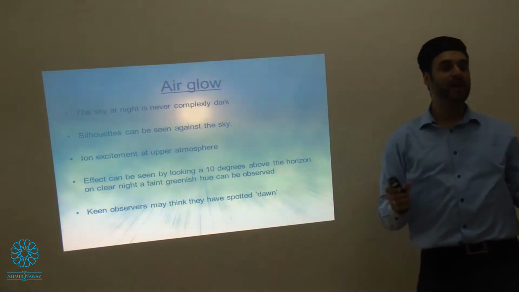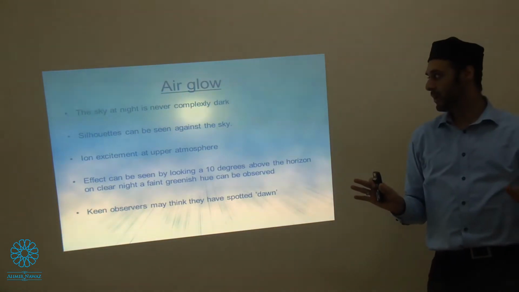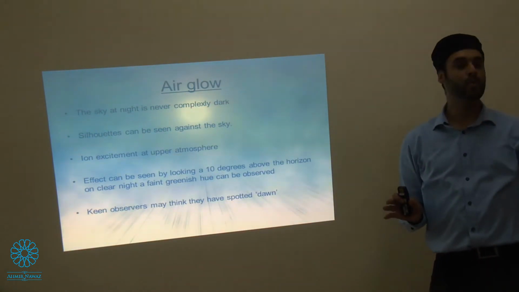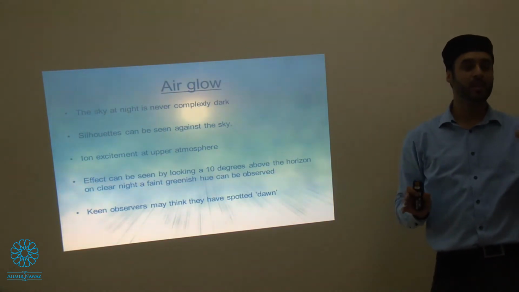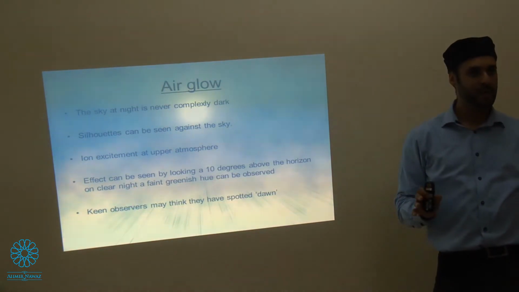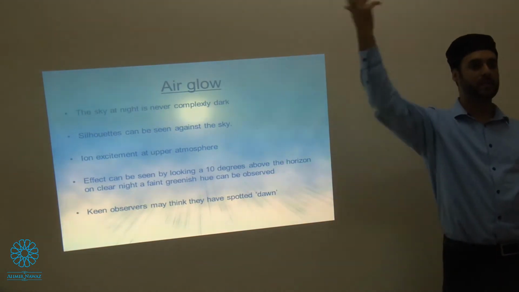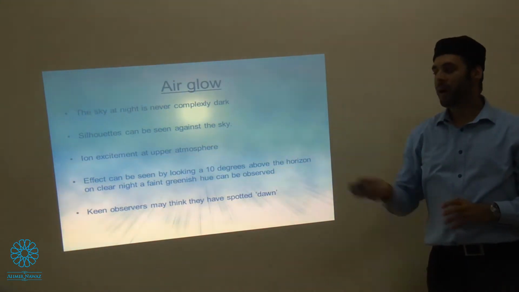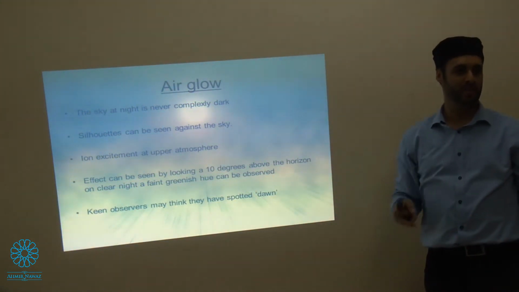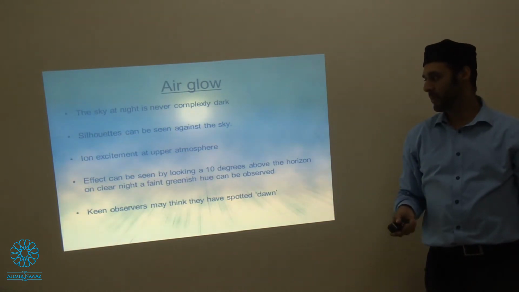At night time, the sky is never actually truly dark. Silhouettes can always be seen against it. So even if you and I went to the Arabian desert and you stood in front of me against the sky, I would make you out. Why? Because you would be darker than the sky behind you, because of ion excitement in the upper atmosphere, aerosols and chemical luminescence.